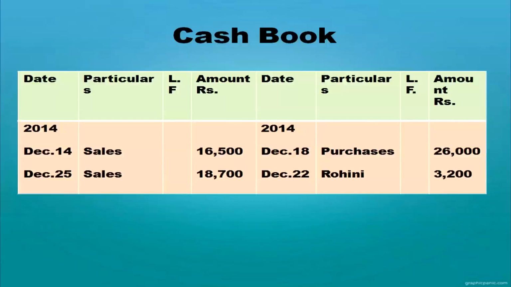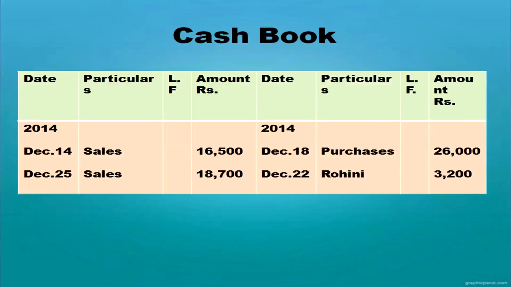In the cash book, December 14th, cash sales made. Cash account debit to sales. That is receipt of money. As a result of sales, cash is coming into the business. So, cash account debit to sales, and in the cash book you are posting on the debit side.